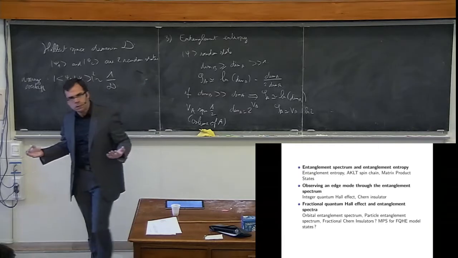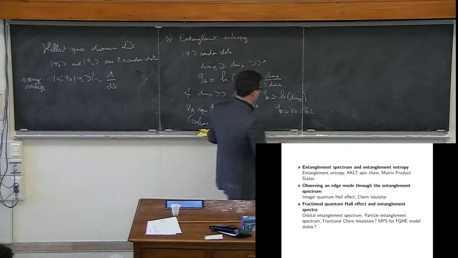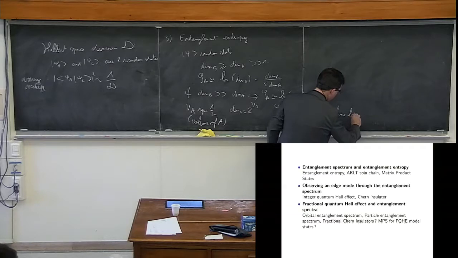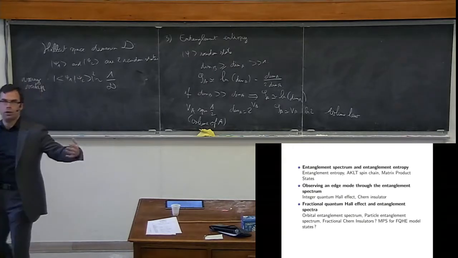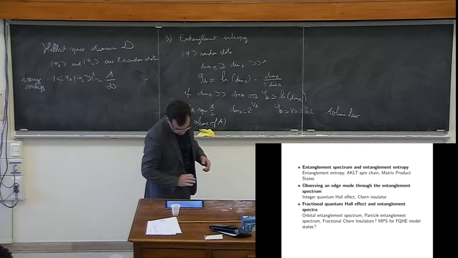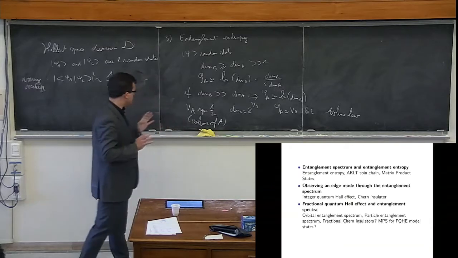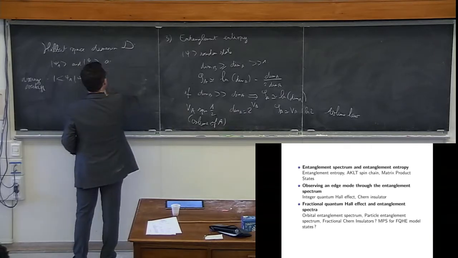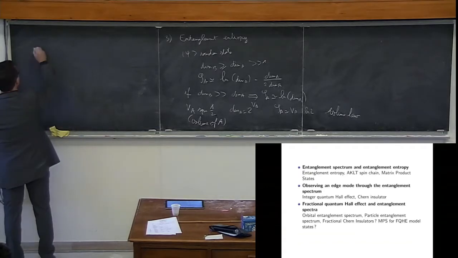So if you take a random state, you compute the entanglement entropy for this random state, the random state obeys a volume law, which means that if you increase the volume of your system A, the entropy will grow linearly with the volume. So that's going to be really different for gapped phases. So now for gapped phases.